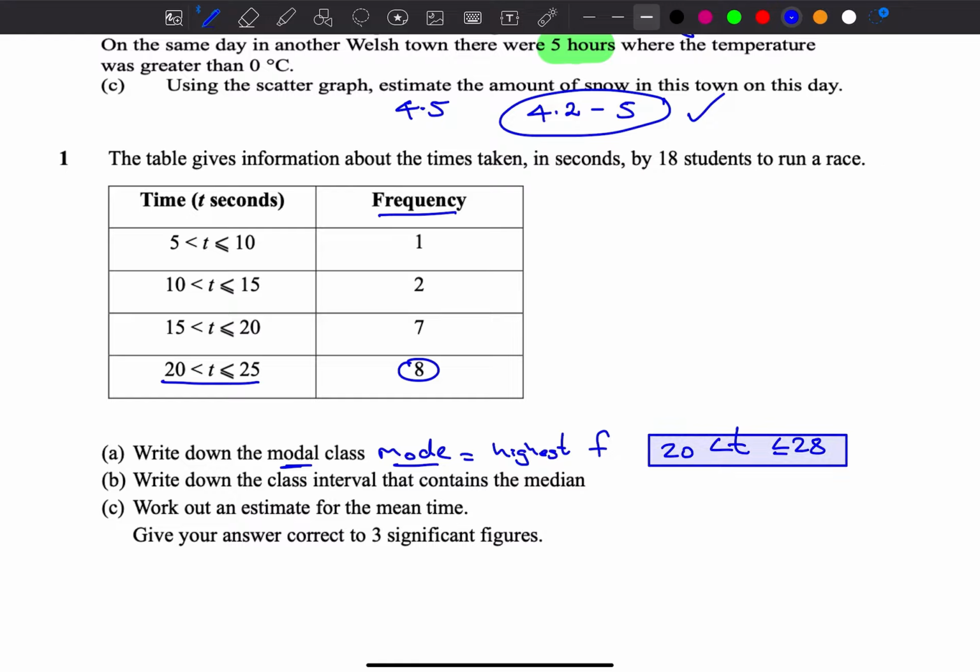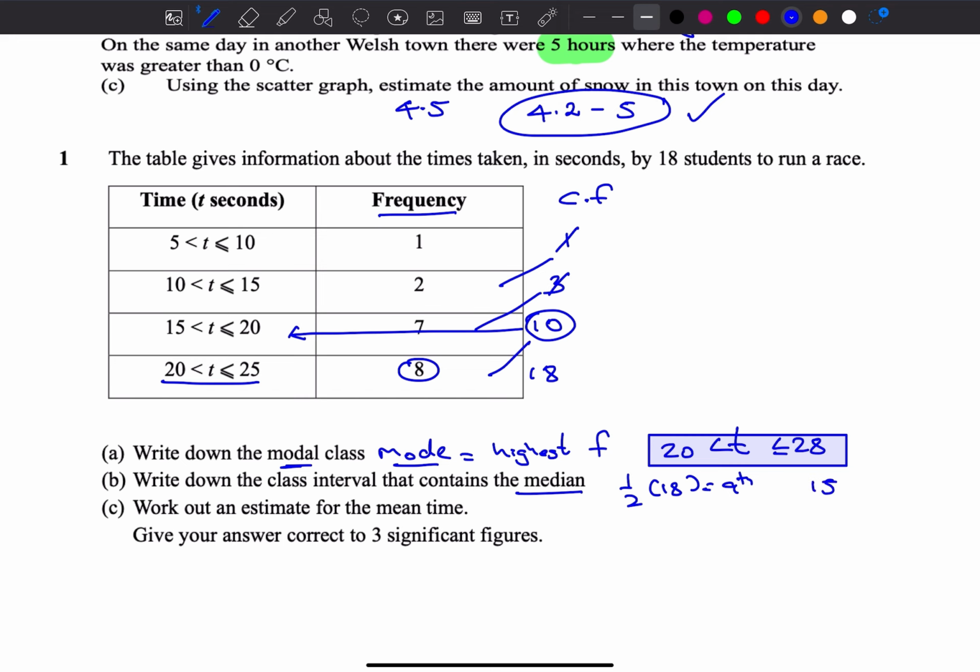Then they want the median. For the median, you have to do cumulative frequency. 1, add it, keep adding: 3, 10, 18. And how to do the median in that? Half of 18 is the 9th value. You want a number that is just higher than 9. Is it higher than 9? Nope. Is this higher than 9? No. Is this higher than 9? Yes. So this answer, 15. It's only 1 mark each. Part C is 3.